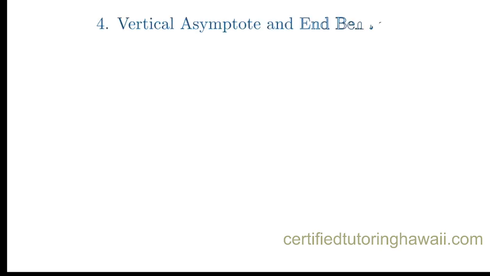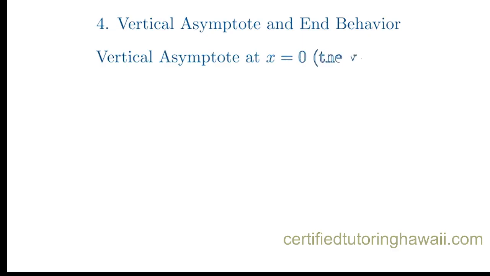Finally, let's discuss one of the most defining visual features of a logarithmic function, its vertical asymptote. We will now examine the vertical asymptote and end behavior of logarithmic functions. For the general form y equals log base a of x, there is a vertical asymptote at x equals 0. This means the function approaches the y-axis, getting closer and closer but never actually touching it. This is a direct consequence of the domain x being greater than 0.